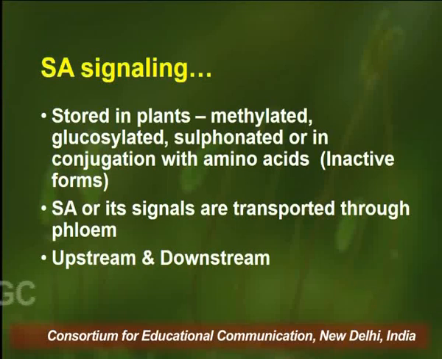Now, it has been observed and reported that salicylic acid travels through the plant through the phloem, and various experiments have shown that the phloem sap contains a large amount of salicylic acid, which leads to the hypothesis that it travels through the phloem and all its signaling pathway passes through the phloem. Now, the signaling mechanism of salicylic acid can be broadly categorized into upstream and downstream signaling.